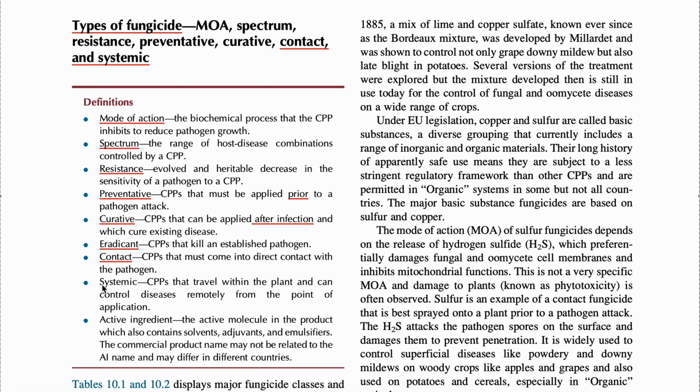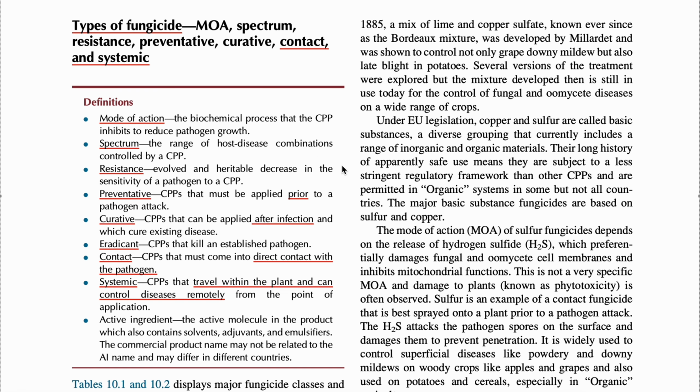Contact and systemic. Contact means they will have direct contact with the pathogen. Systemic means they have to move to that location. They have to travel within the plant and control disease remotely from the point of application. Application can be in the root, for example, I'm saying, or leaf. Why root? Root means soil application, I meant to say. Or the chemicals can be applied on leaves, like the foliar application.